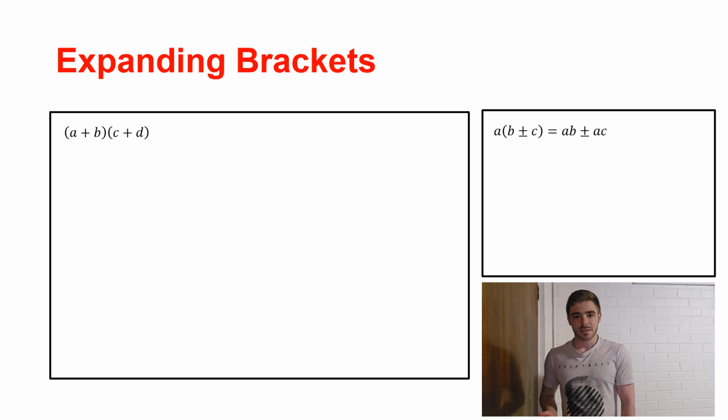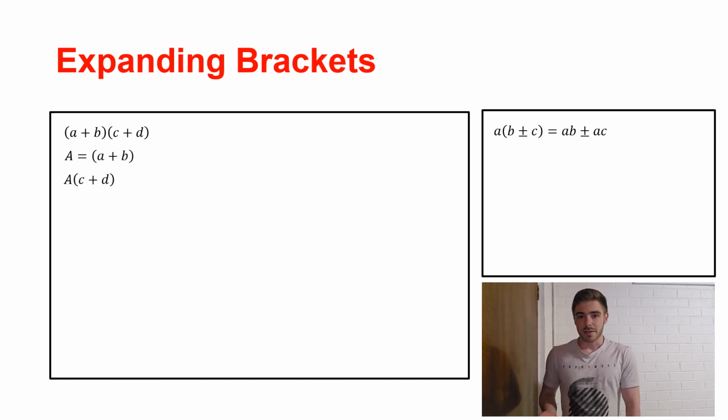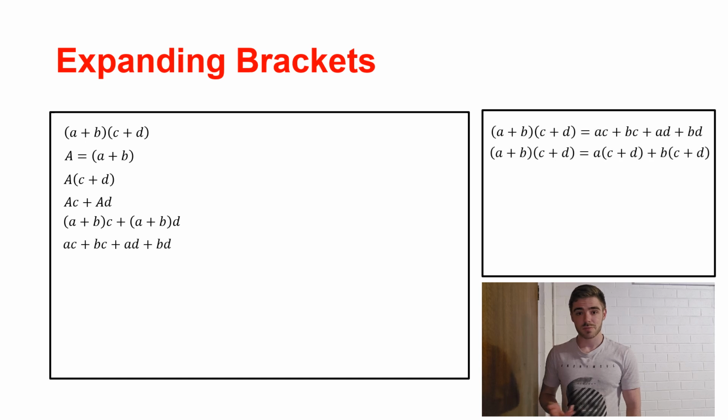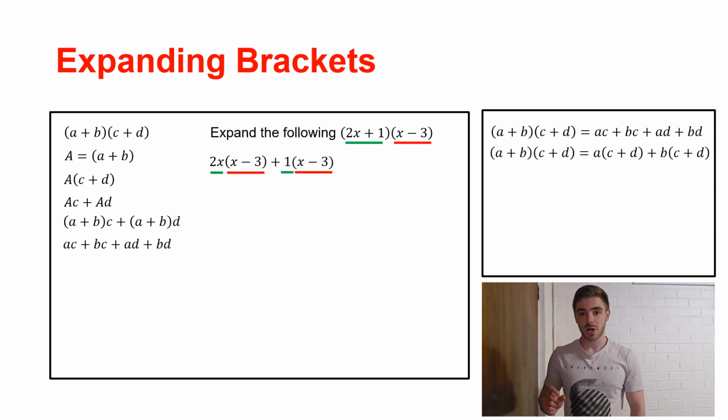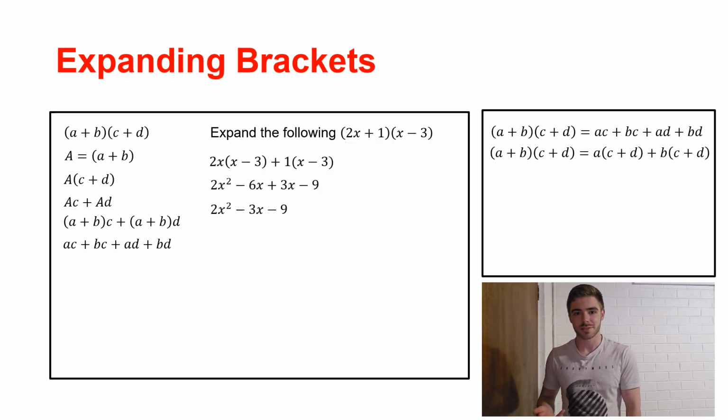To make things easier, let's replace the first term with the letter A. Now when we expand, we're going to get AC plus AD. All we've got to do from here is replace A with what it actually is. And from there, you just expand the terms individually. So in this example, it means we have 2x multiplied by x minus 3 and 1 times x minus 3. All we do is just expand those out and collect the like terms.